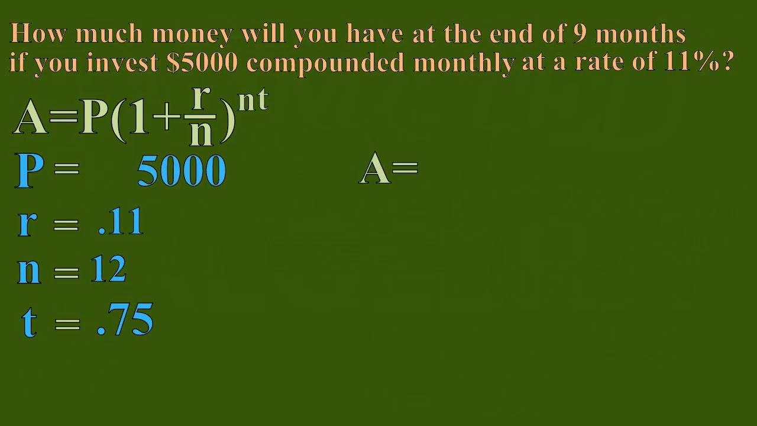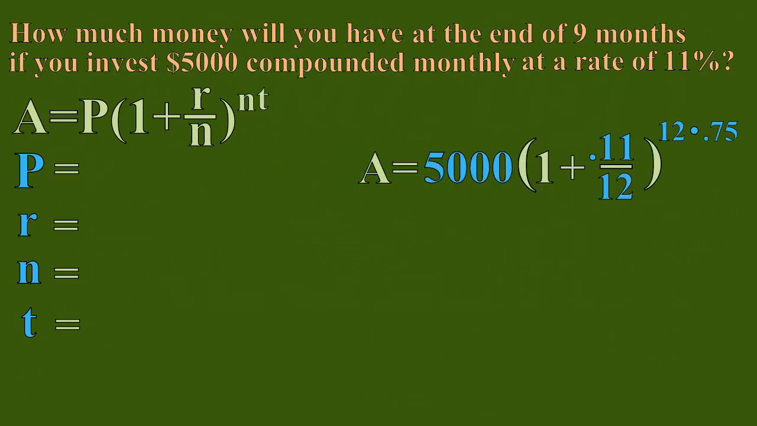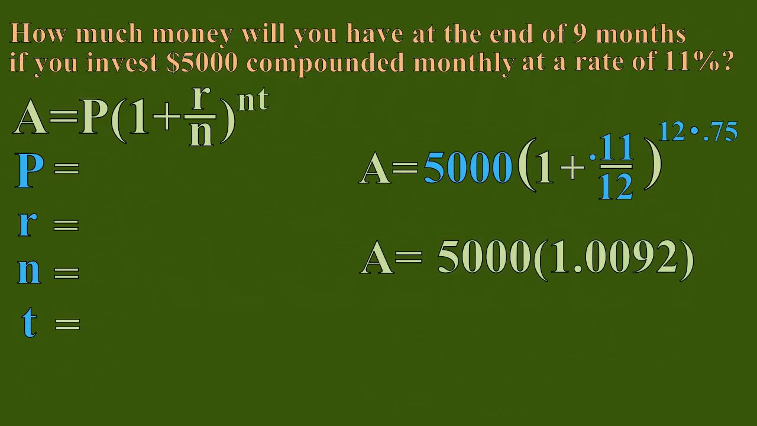Next, we put all our information into the formula and solve. 0.11 divided by 12 is approximately 0.0092. When we add this to 1, we get 1.0092. Since 12 times 0.75 is 9, we can go ahead and change the exponent to 9. 1.0092 to the 9th power is approximately 1.086.